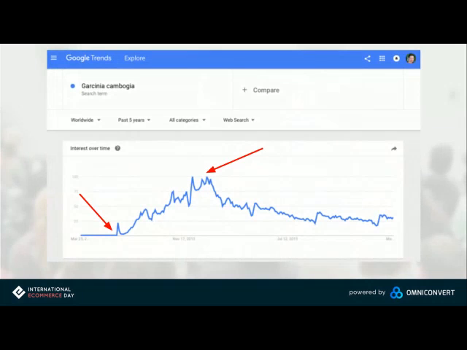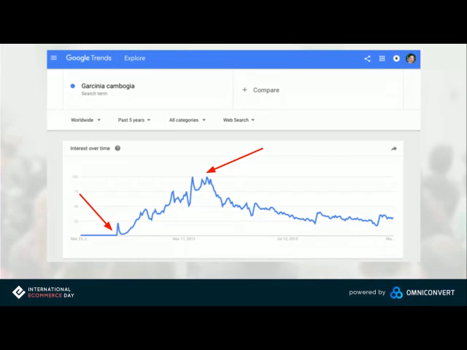So here is a perfect example. This is an example of Garcinia cambogia. So this has had its day in the marketing realm, and you can see there's a huge wave of popularity for this product. This Garcinia cambogia is actually an ingredient, and it was a weight loss supplement product. So Garcinia cambogia is actually the unique mechanism that differentiates it from its competitors.